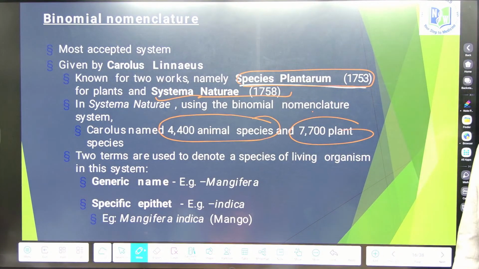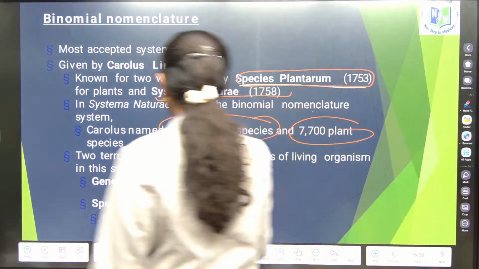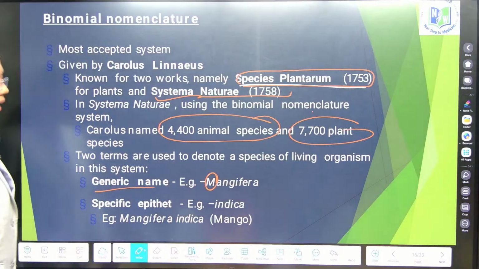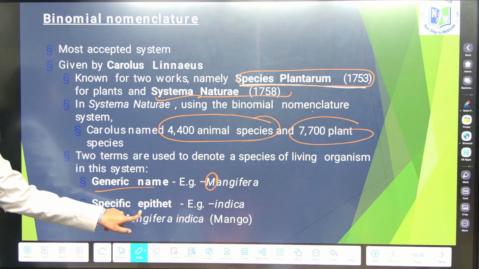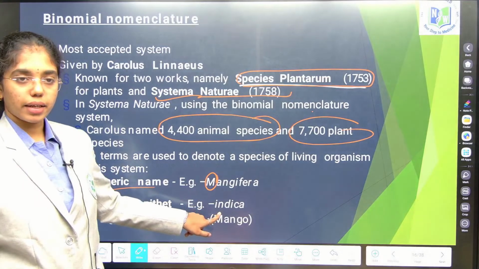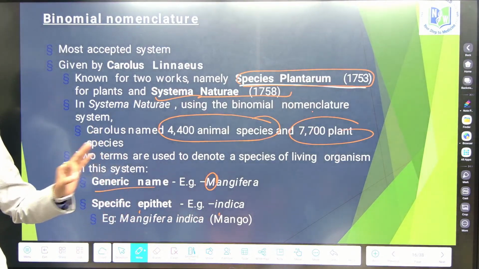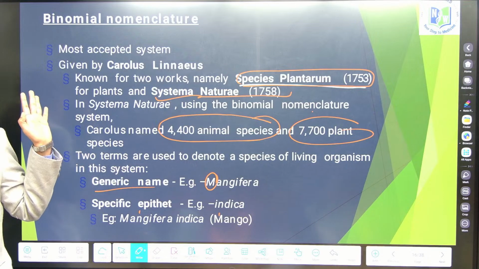What are the rules involved? First name is the generic name, which starts with a capital letter. Second name is addressed as the specific epithet, which starts with a small letter. When they are printed, they should be printed in italics. When they are written, they should be underlined separately.